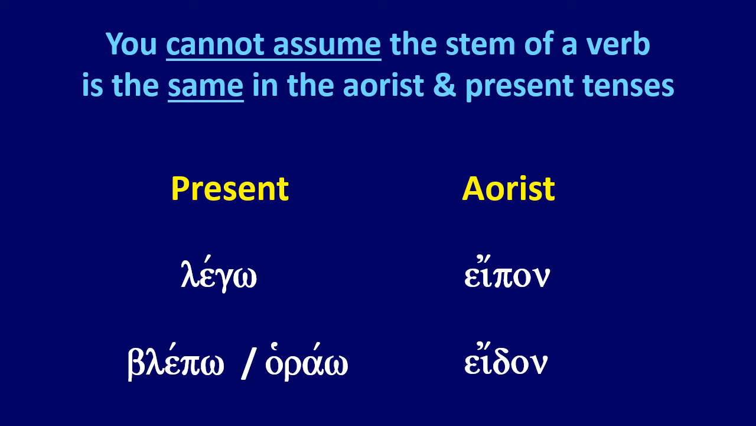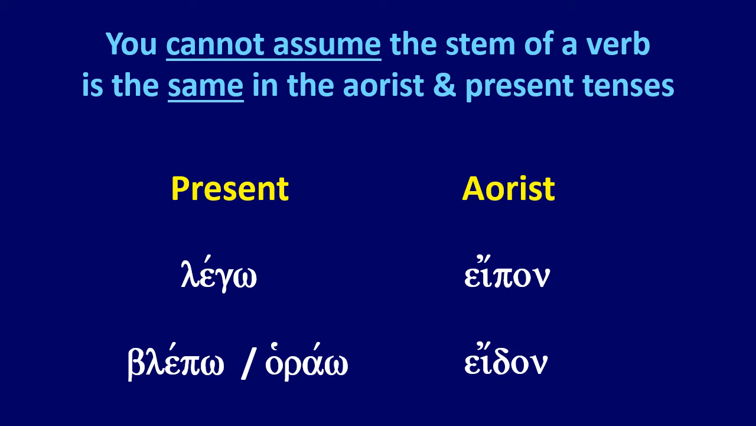Now, something else you need to note regarding aorist tense verbs is that they are sometimes irregular. In other words, they don't really match their present tense form. So you cannot assume that the stem of a verb is the same in the aorist as it was in the present tense. Here are two examples for you. Lego, corresponding with its aorist tense form, eipon.